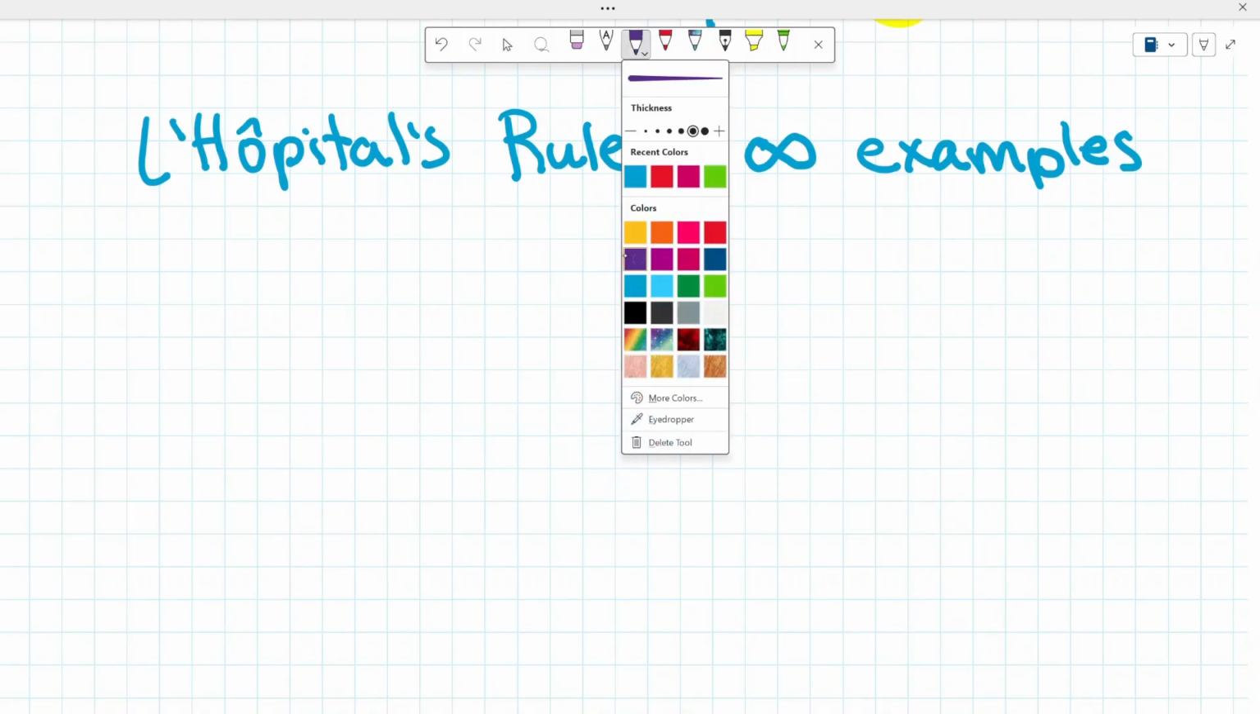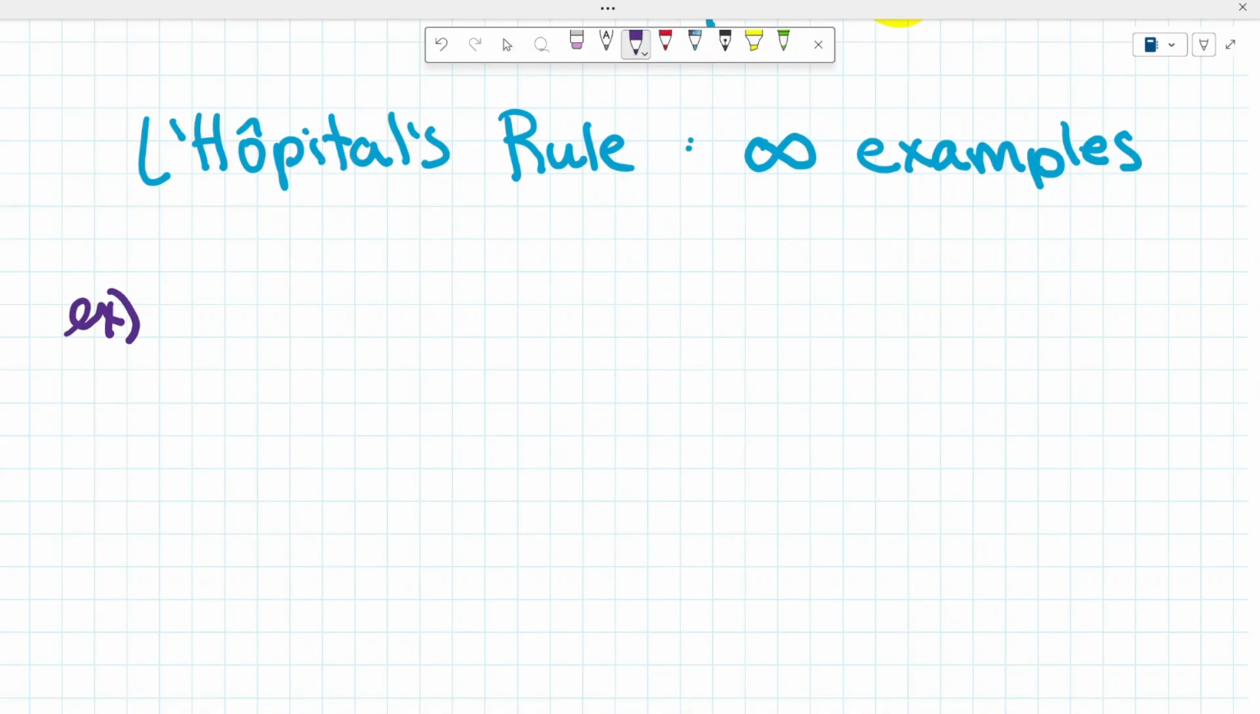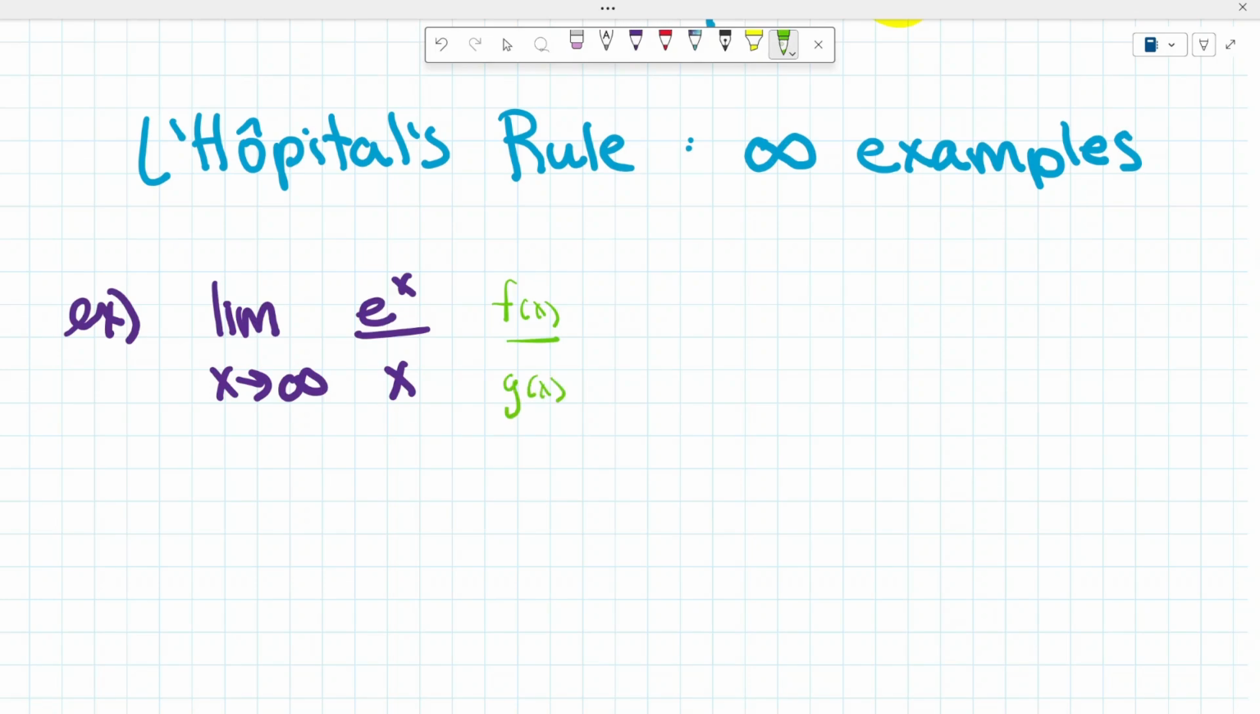So our first example here is we have the limit as x approaches infinity of e to the power of x over x. So the first thing we always have to do is determine whether we need to use L'Hopital's rule or not. So the first thing we're going to do is check to see what happens to the function on our numerator and the function on our denominator as x approaches infinity. So f of x is our e to the power of x.